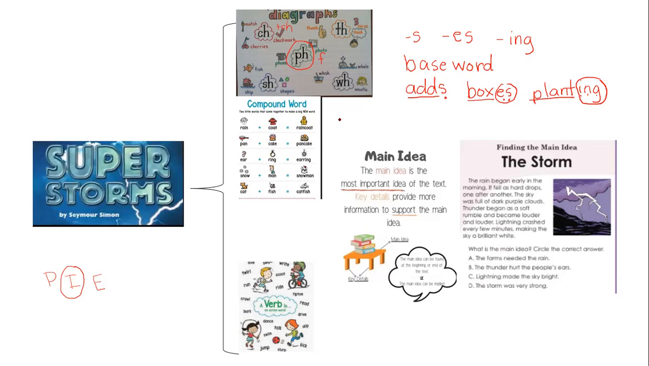In vocabulary, of course, you're going to have your target vocabulary that go with our story Superstorms, but we're also going to be talking about compound words. Compound words are when we take two smaller words, join them together, and make a bigger word, like rain plus coat equals raincoat. Pan plus cake equals pancake.